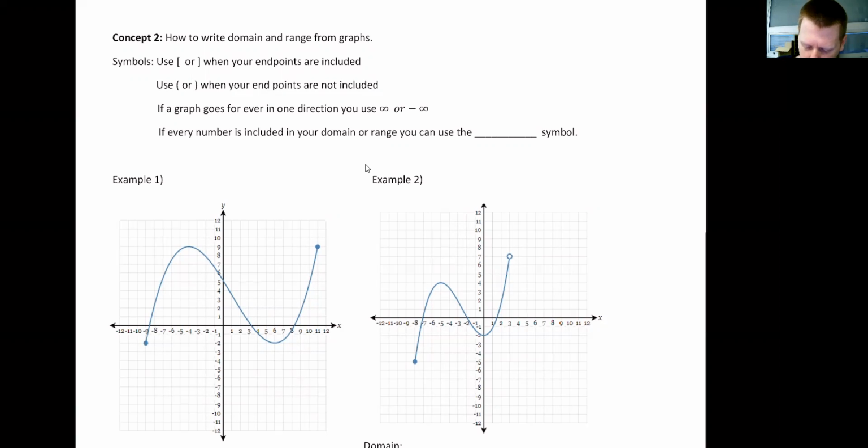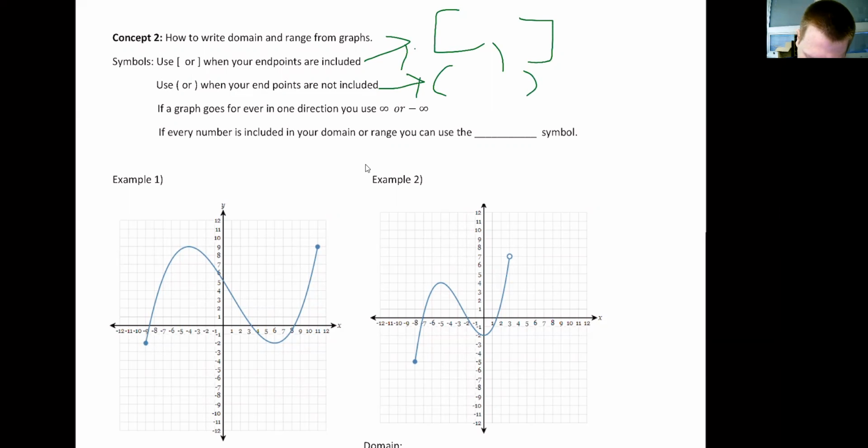So there are some symbols we're going to be using. You use square brackets if your number is included. Kind of like when we did open versus closed circles with inequalities, it's kind of the same idea. If you have a closed circle as one of the endpoints of your function, you're going to use a square bracket. If something is not included, like say you have an open circle, you're going to use round parentheses.